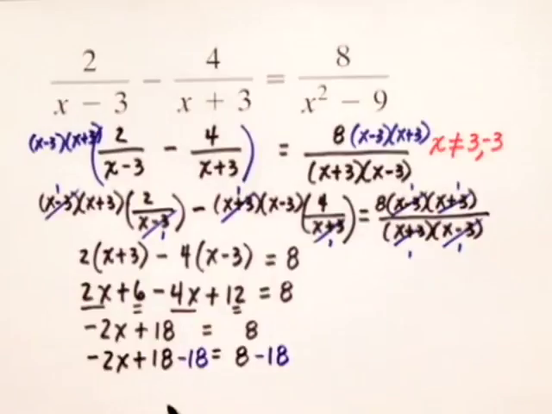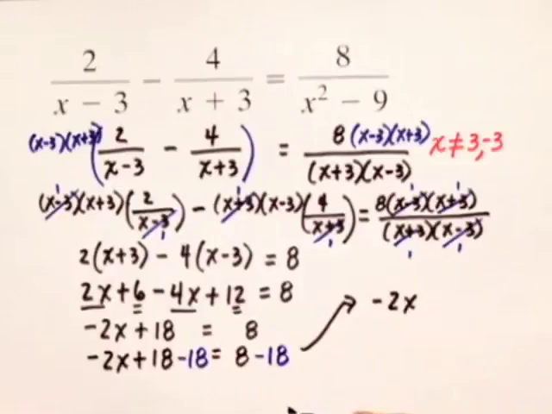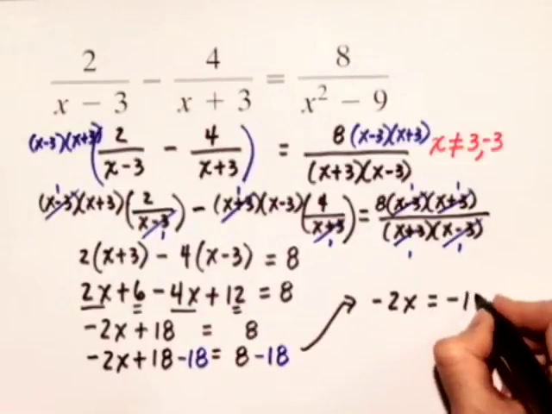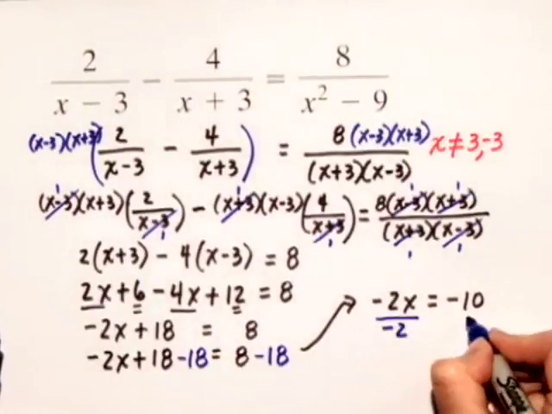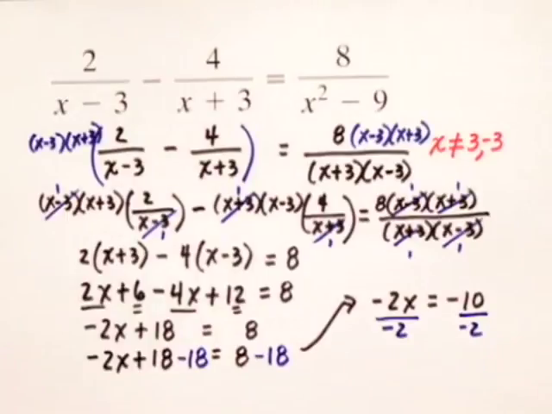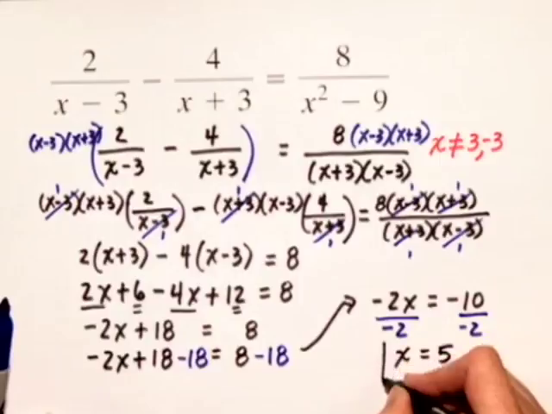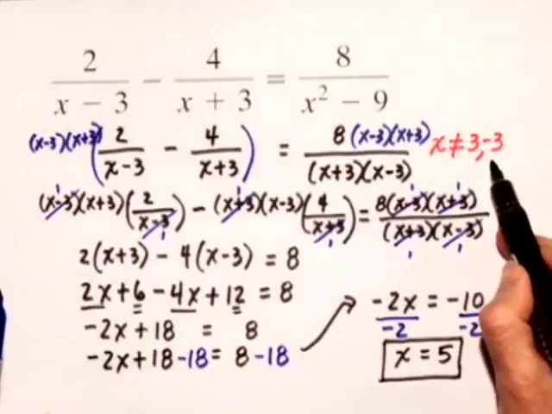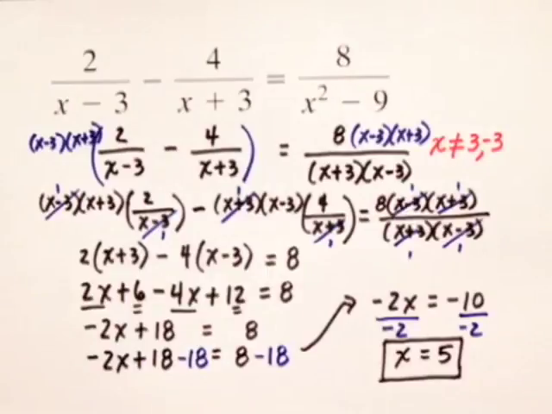When we simplify this, we have simply negative 2x on the left-hand side is equal to 8 minus 18, which gives us negative 10. Our last step is to divide both sides by negative 2, and we're left with our solution, x is equal to positive 5. Now notice that this solution, x equals 5, is not part of our restricted values that we talked about in the beginning. So our solution set is x is equal to 5.